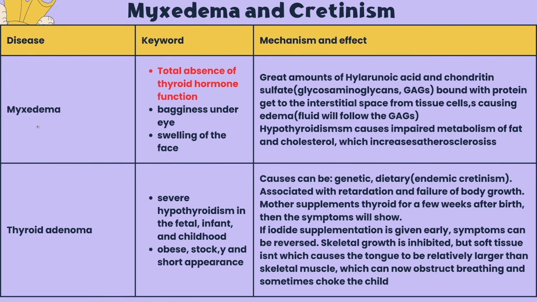Myxedema, absence of the thyroid hormone function. It is absent. You'll get bagginess under the eye and swelling of the face. So instead of the eyes poking out, the under eye region is going to be baggy. It's going to be pushed out. How does it work? The hyaluronic acid and chondroitin sulfate, they're GAGs, they bind to proteins, they go into the interstitial space, and the fluid is going to follow. The hypothyroidism, we mentioned that before, it's impaired fat metabolism, causes atherosclerosis.